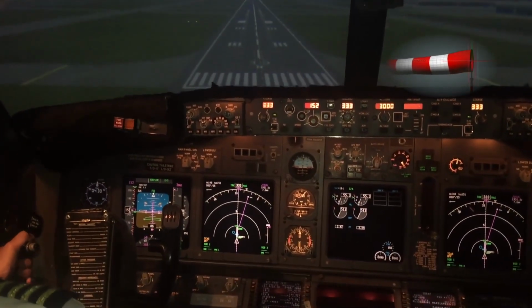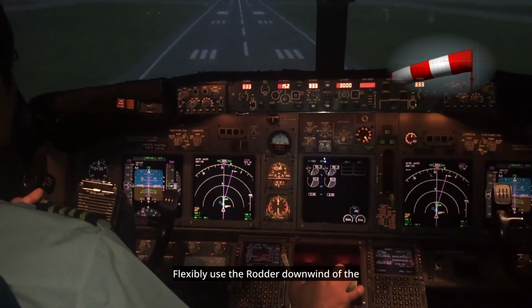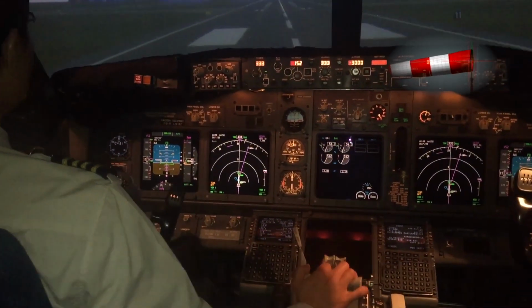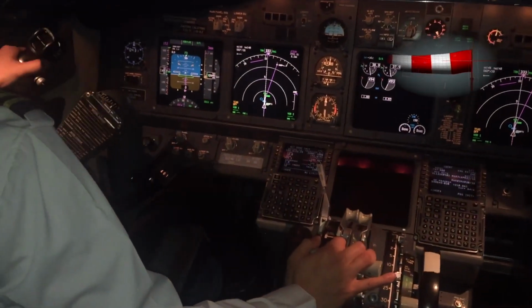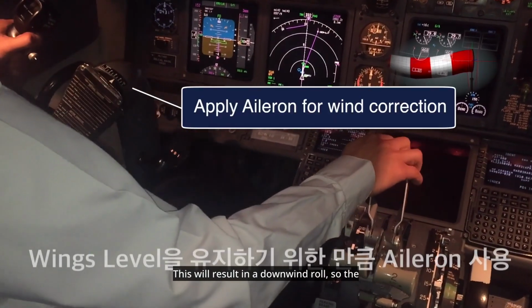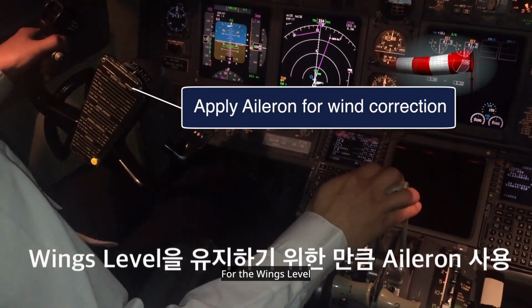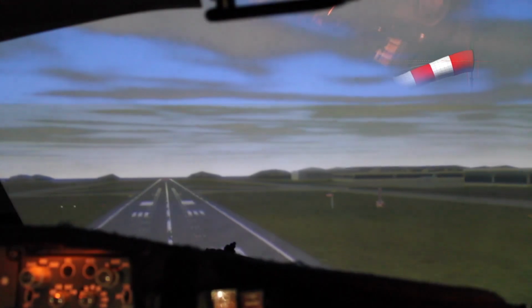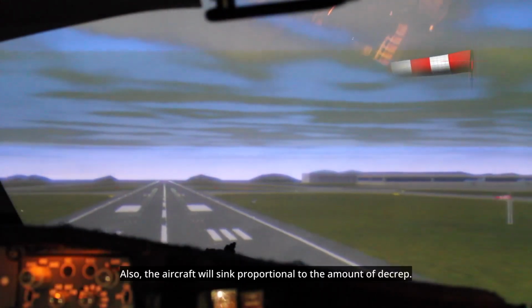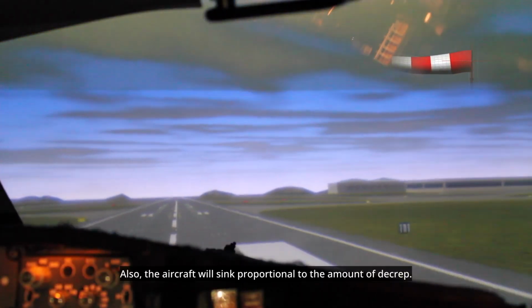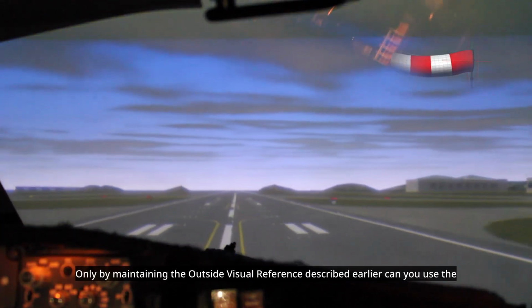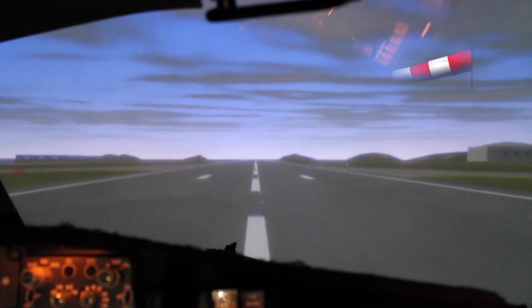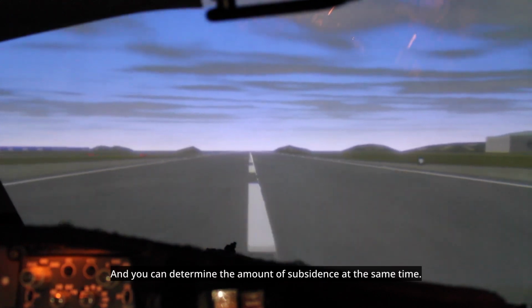After starting the flare, flexibly use the downwind rudder. Match the aircraft's nose axis line to the runway centerline. This will result in a downwind roll, so to keep the wings level, make sure to use the windward aileron appropriately. Also, the aircraft will sink in proportion to the amount of decrab. Only by maintaining the outside visual reference described earlier can you judge the attitude of the aircraft and bank, and you can determine the amount of sink at the same time.